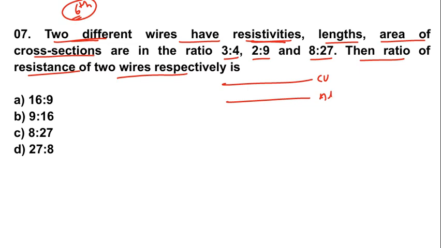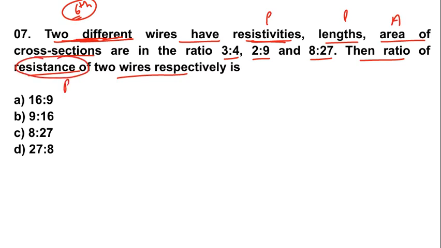Here the two resistors are different. When they are different, the resistivity is also different for these two wires. If both conductors are the same, then we can say both resistivities are the same. Here different wires, so you will have different resistivities. And rho values are given, lengths given, areas given, and it is asking about resistances. You know the relation between resistance, resistivity, length and area.